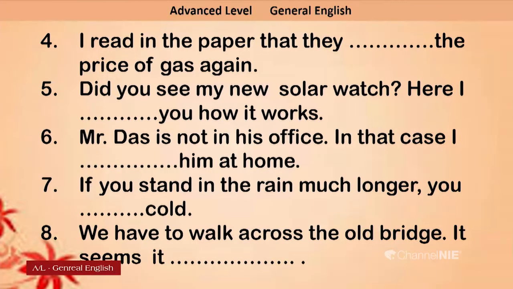Mr. Das is not in his office. In that case, him at home. If you stand in the rain much longer, you cold. We have to walk across the old bridge. It seems it. Right. These are the sentences.